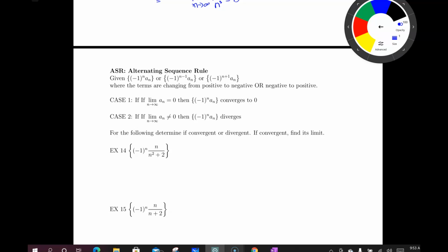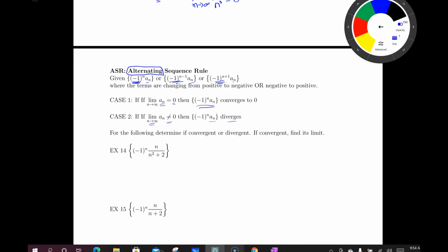Okay, so the last of the types, so when it's alternating, so when I have a -1 to the n, or a -1 to the n minus 1, or a -1 to the n plus 1, times your a sub n. So that would be times the positive part. So what will happen is if the positive part has a limit of 0, then I say the whole thing converges to 0. If the positive part does not go to 0, then the whole thing diverges.